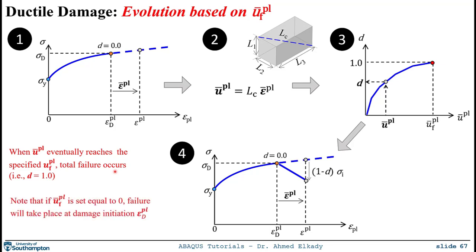You will note as well here that if you set the value of the plastic displacement at failure equal to 0, this means that right after the initiation of damage, failure will occur. Of course, you have to be careful with this kind of definition, because if you do that, this might cause some issues with convergence if you are using a static solver. In general, you want the drop in strength or stress to be as gradual as possible to avoid sharp changes in the stiffness.